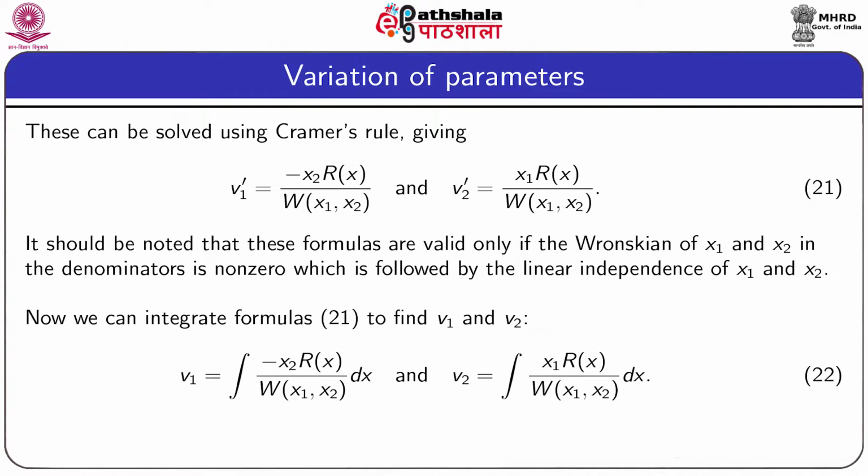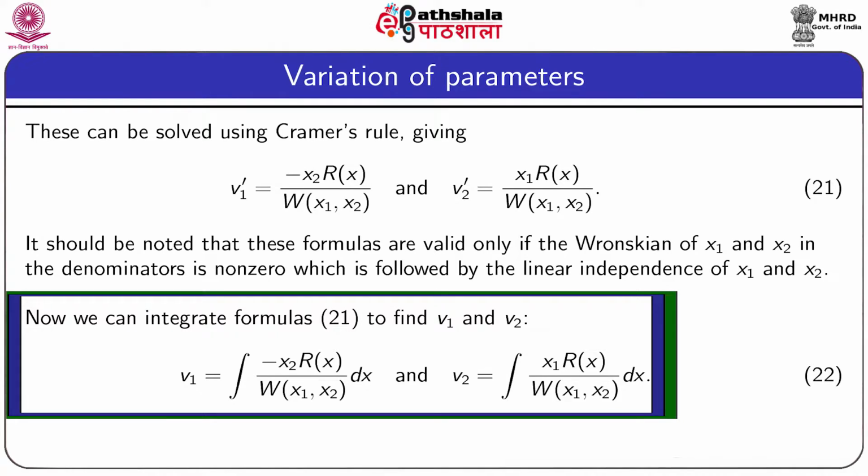We solve the equations using Cramer's rule, which gives us equation 21: v1 dash is equal to minus x2 r x divided by W of x1 x2, and v2 dash is equal to x1 r x divided by W of x1 x2. It should be noted that this formula is valid if and only if the Wronskian of x1 and x2 in the denominator is non-zero, which follows from the linear independence of x1 and x2.